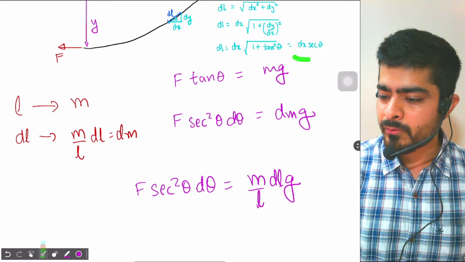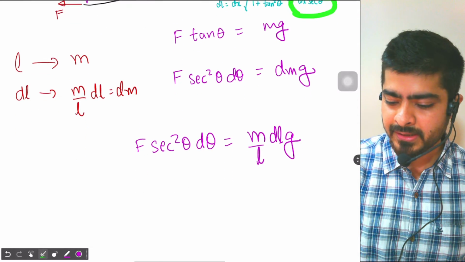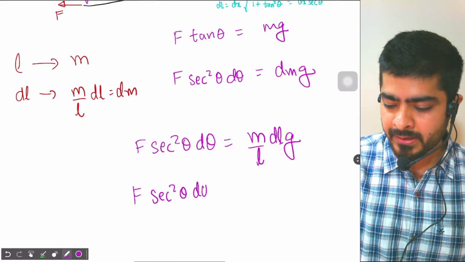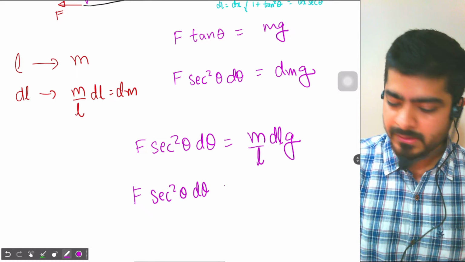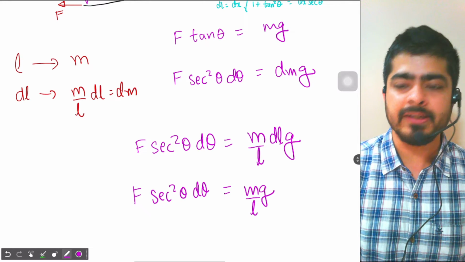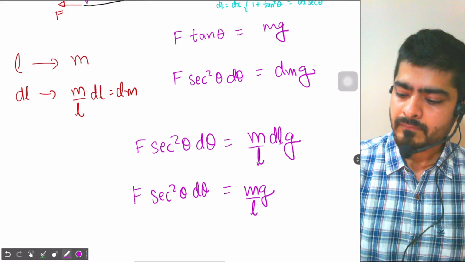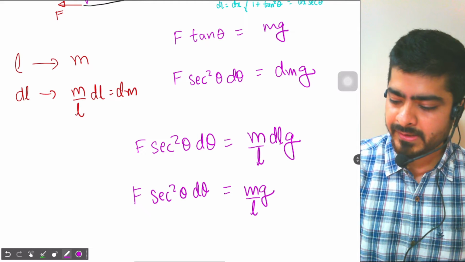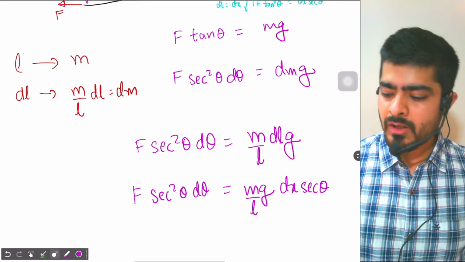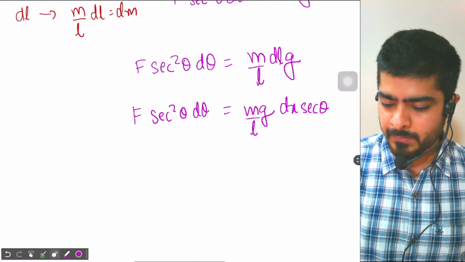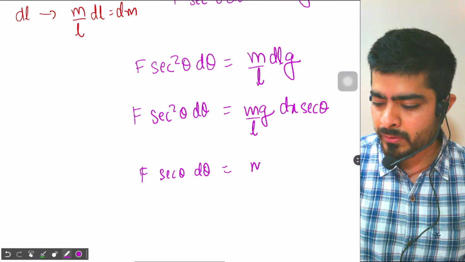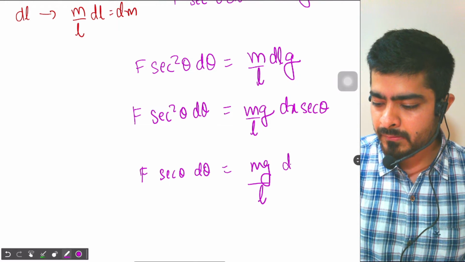And what is dl equal to? Dl is equal to dx sec theta. So this is equal to f sec square theta d theta equal to m by l multiplied by g times dx sec theta. Okay, first let's simplify this. So we have f sec theta d theta equal to mg by l dx.